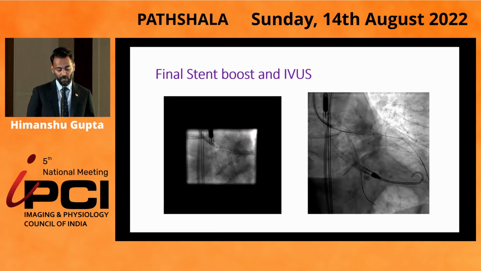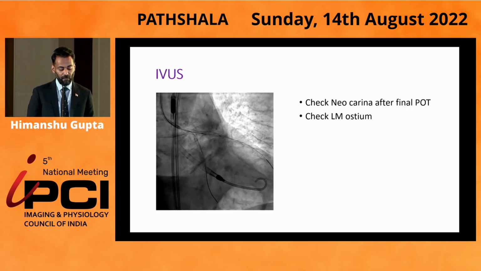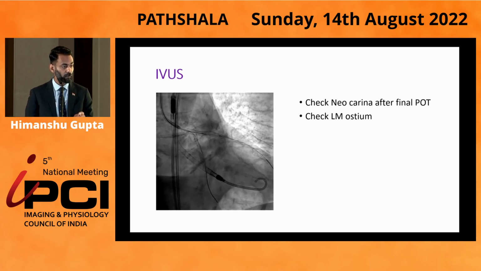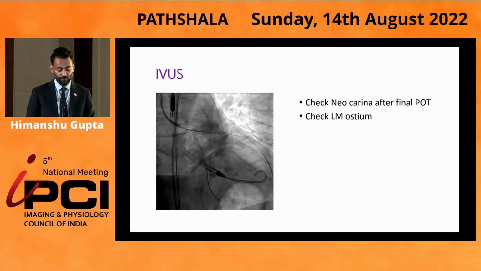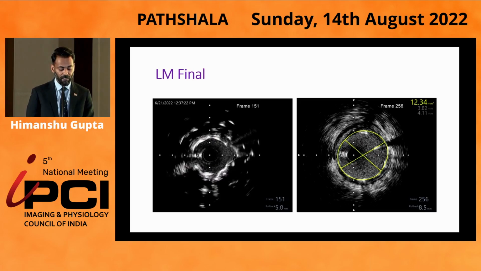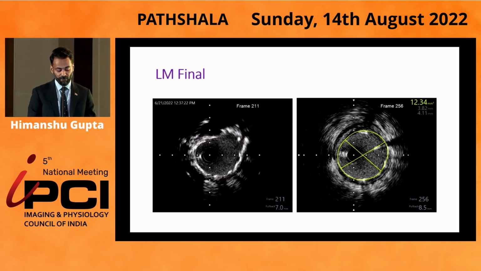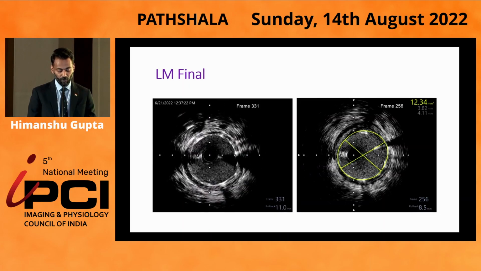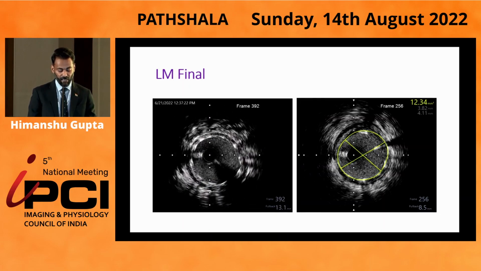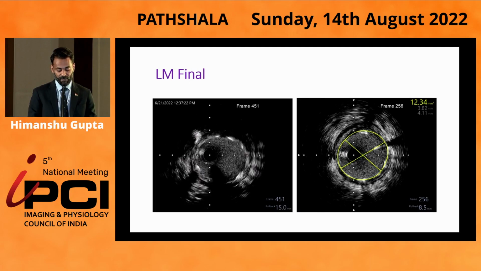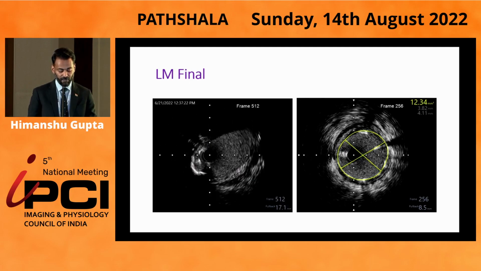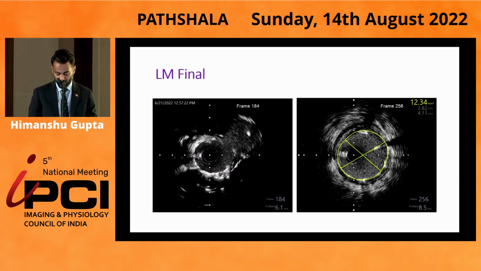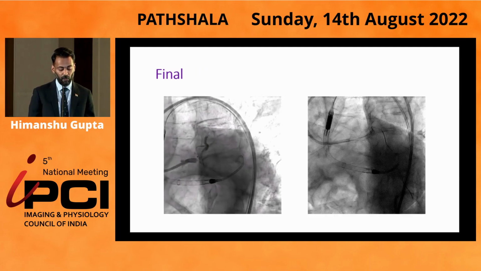So why do we do IVUS now? To check whether the final POT has disturbed the small metallic neocarina that we have, because if it is too distal, it will protrude into the circumflex, and again check the left main ostium as we were discussing. So this is the final run. The neocarina looks all right. I'll let it play up to the ostium of the left main after disengaging the guide. We see the left main stent is exactly circular. There is no stent deformation. The ostium of the left main has no plaque, and there is no dissection at the ostium of the left main, with an area of 12.3.